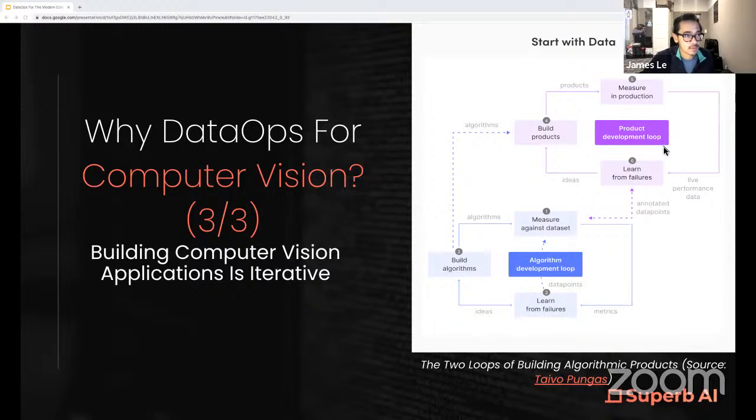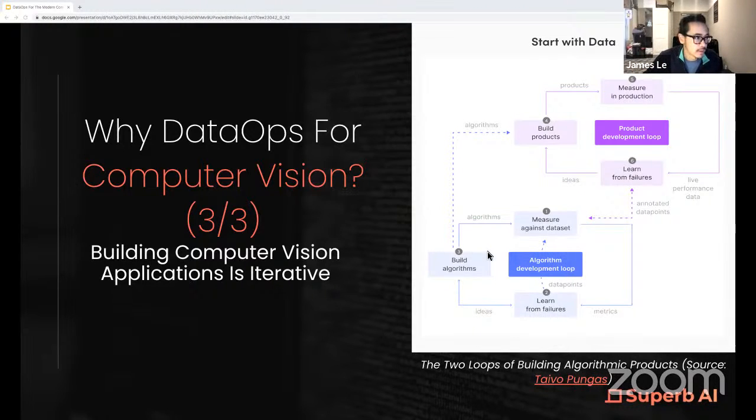And separate from that, you have what I call the product development loop, where you first build a product using some sort of microservice infrastructure in-house, and then you measure your product performance in production with some sort of monitoring or logging tools. And you learn from some failure cases with some error analysis, using maybe tooling to analyze your product performance on live data. So these two loops must work well together in order to complete the whole computer vision application lifecycle, right? And DataOps as a practice can help speed up the iteration of these two loops.